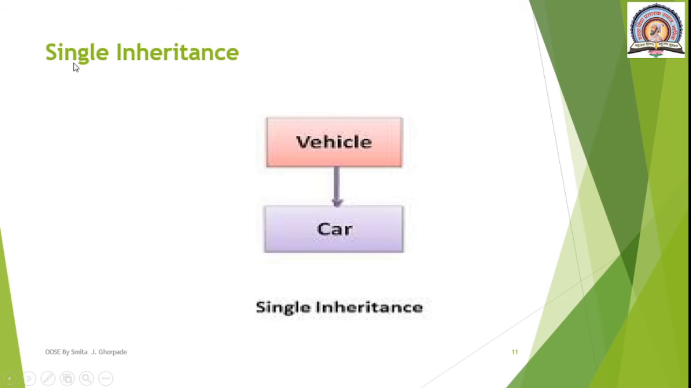Now the first type of inheritance is single inheritance. Single inheritance means there is only one base class and only one derived class. Here the base class is Vehicle, and from Vehicle we are deriving a new class, the derived class named Car. So Car is derived from Vehicle. Some or all features of Vehicle are inherited in Car, and Car has its own features. So this is about a single base class and single child class, that is single inheritance.